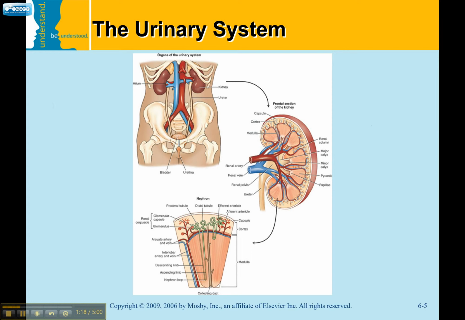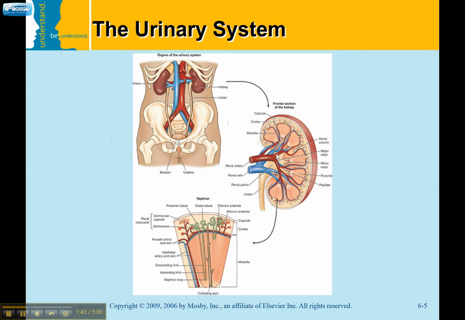Here are some pictures of the different organs of the urinary system. It's pretty simple. We have our kidneys, then we have the bladder, we have the ureters, the urethra, and here's our bladder right here. But anyway, here are the kidneys. Here's a cross section of the kidneys. You do not need to know that. You're not going to have any kind of diagram on the quiz or the test.